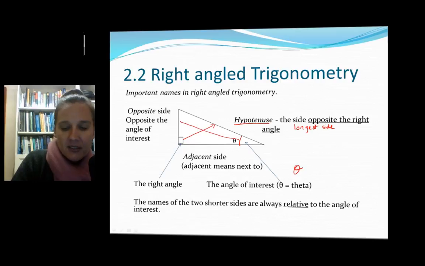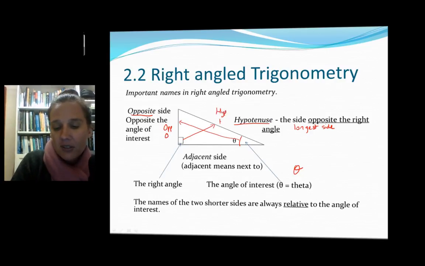Then opposite that angle, we have our opposite. We write opposite, or we could label it with an O. Our hypotenuse we label with an H. The side that is adjacent to, next to our angle of interest theta, is our adjacent side. The names of the two shorter sides are always relative to the angle of interest. If we were to look at theta up here, our opposite and adjacent would change.